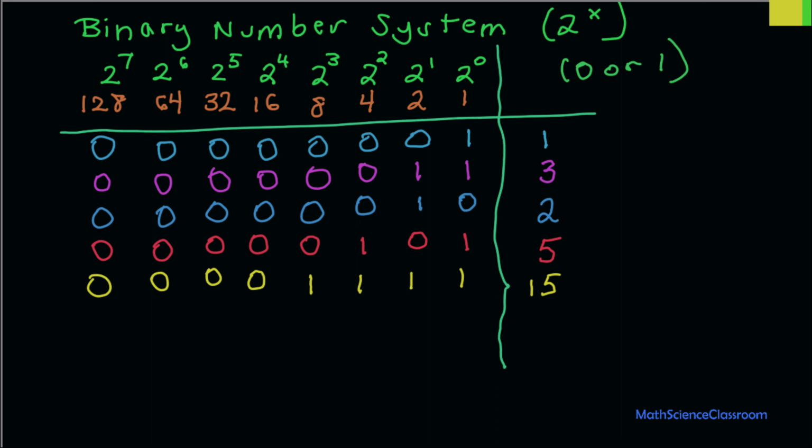Okay, the next number, 9. Here we have 8. Start with that. And we know 8 plus 1 is 9. Fill everything else out with zeros.